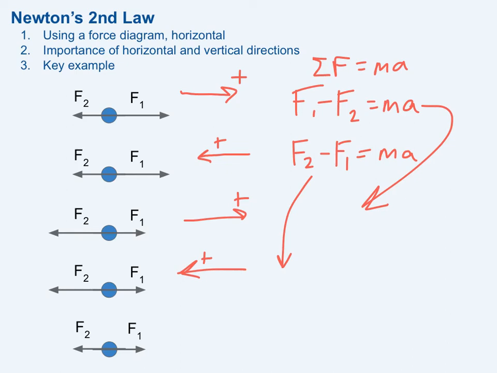This last one is a case where F1 and F2 are equal to each other, and so we could just say that the forces add up to 0. You could say F1 minus F2 equals 0. You could say F2 minus F1 equals 0. You could just say F1 equals F2.